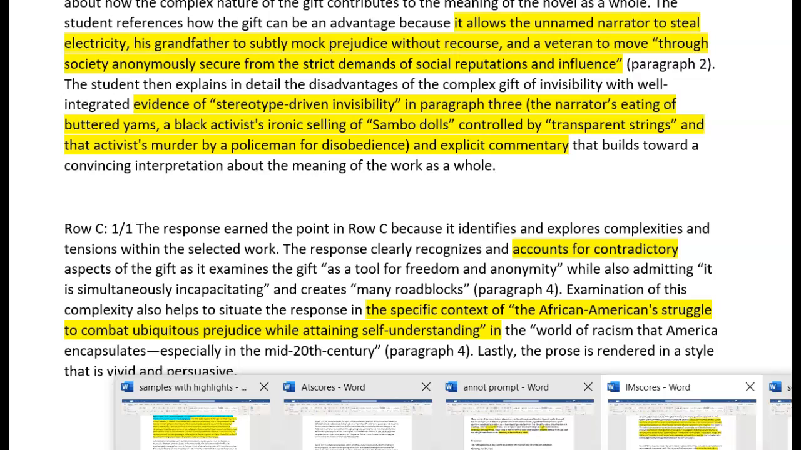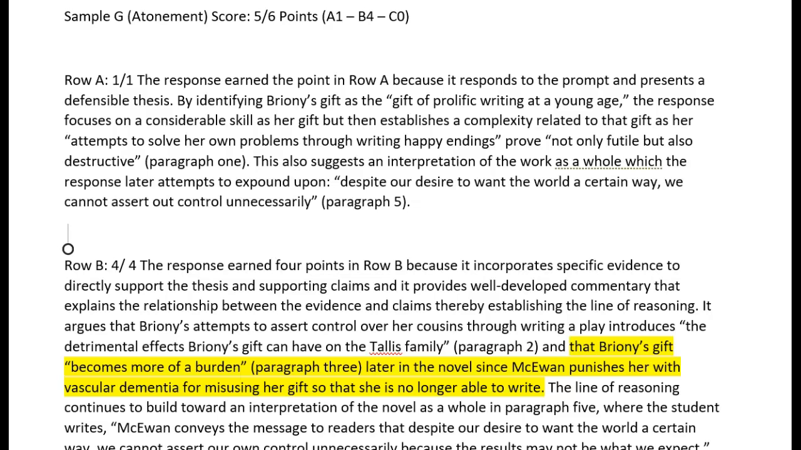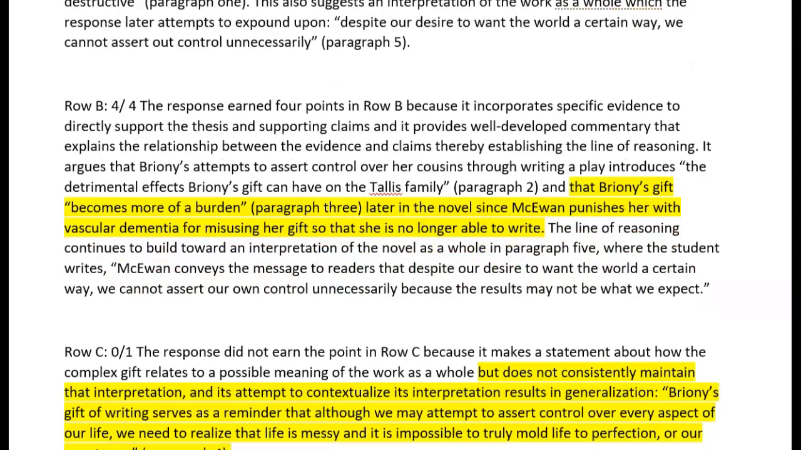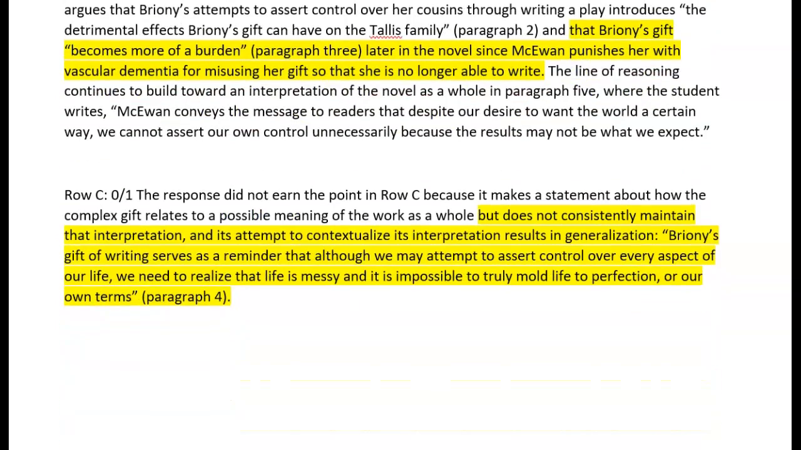Now, if you juxtapose this one with the Atonement essay that I also sent you, which hopefully we'll have a chance to look at in a second, you'll see here that it points out that there is a ton of textual support. Bryony's gift becomes a burden since McEwan punishes her with vascular dementia. But what we really want to focus on here is how this one's lacking commentary. And I think looking at the one that's lacking commentary will really help you understand what support is, that they gave her a 4 here, but a 1 here.